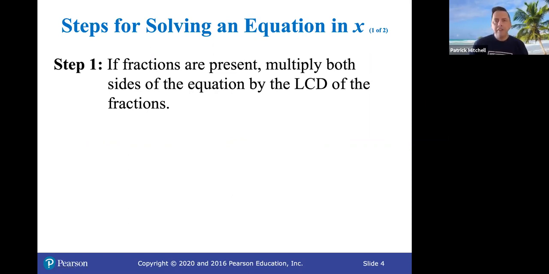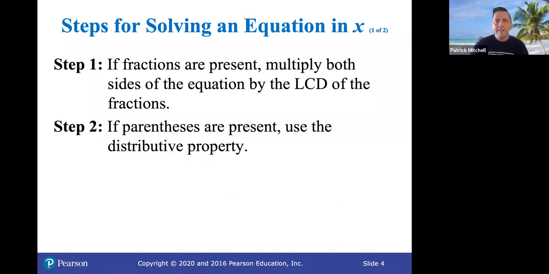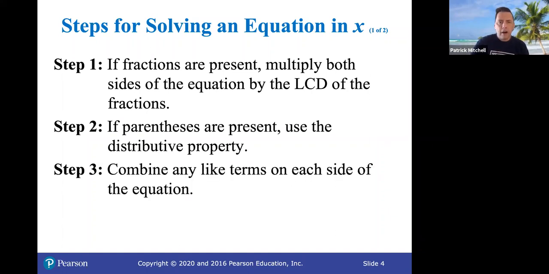First step, if fractions are present, they encourage you to multiply both sides of the equation by the LCD in order to clear all the fractions. Step 2, if parentheses are present, use the distributive property to knock down the parentheses. In class, I often combine these two steps into simplify the left side, simplify the right side. So if you have any like terms on the left side, put them together. If you have any terms on the right side, put them together.